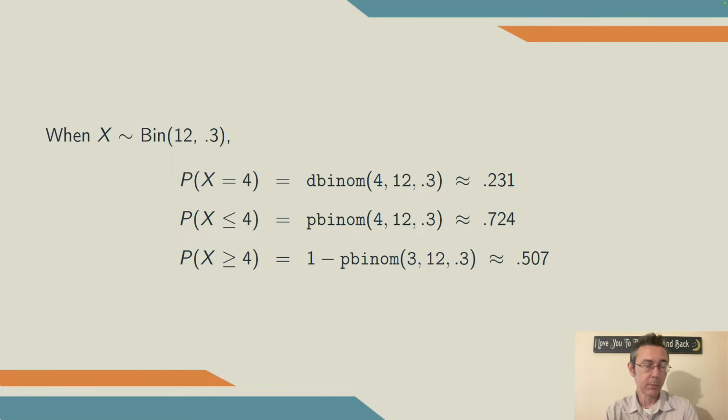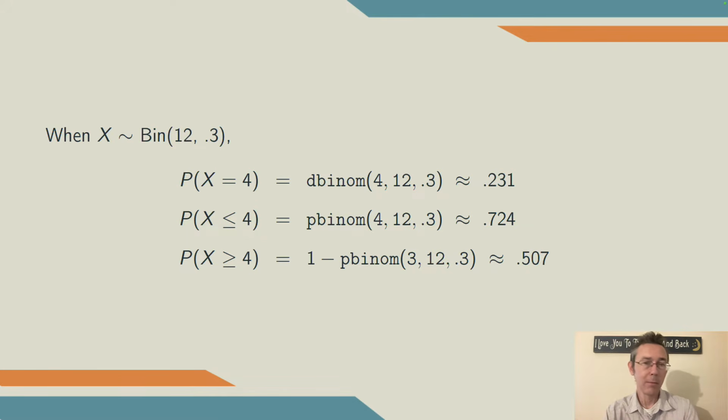When we want to calculate the probability that X equals 4, we're looking at a probability mass function. So we're using dbinom. We feed it the value of interest, 4, and then the parameters in order, n and p, 12 and 0.3. In this case, we get about 23.1%.